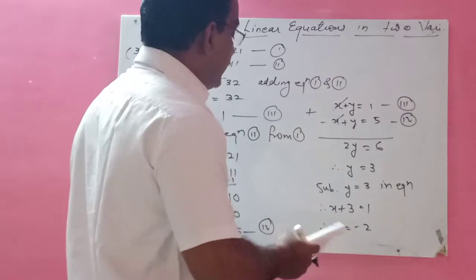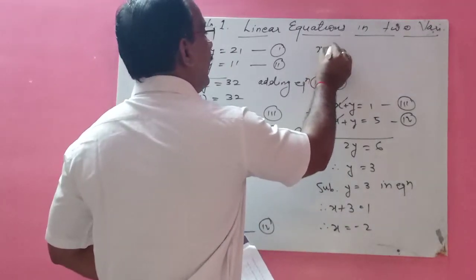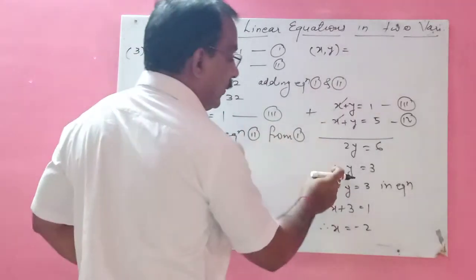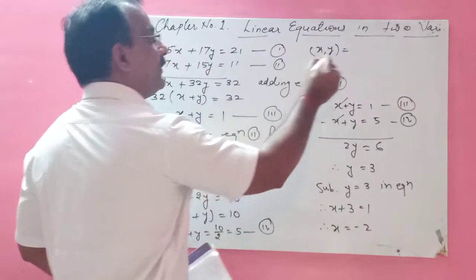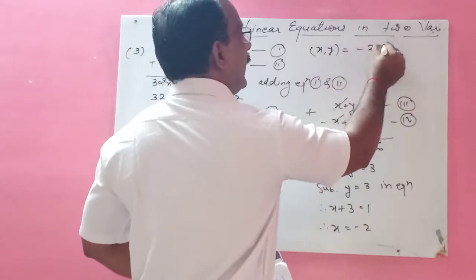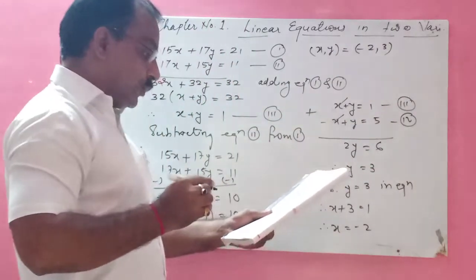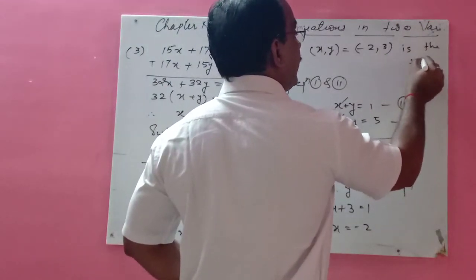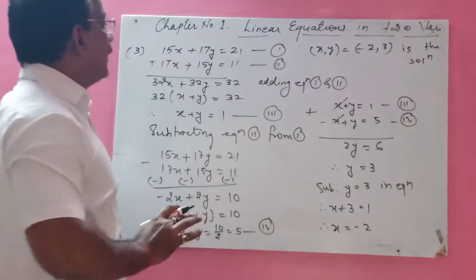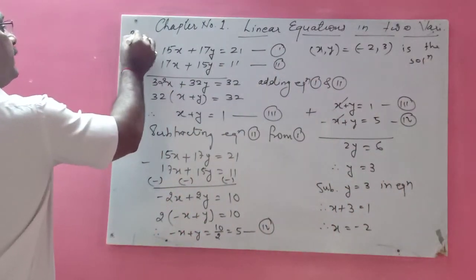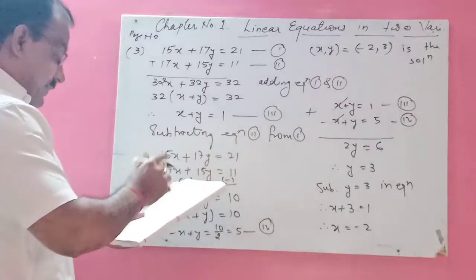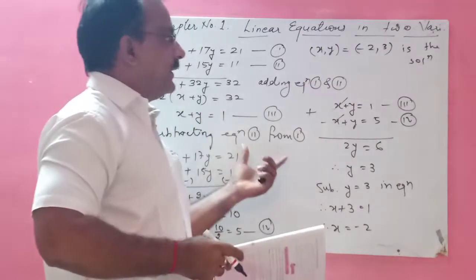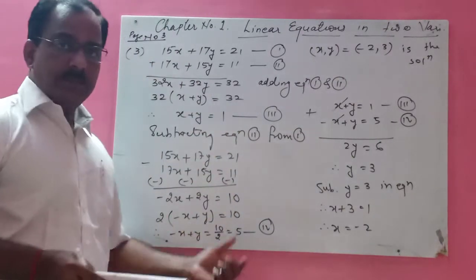Finally, you will write your answer like this: x comma y is equal to. See, first you got here y and then you got x, but while writing answer, first you will write x and then you will write y. So minus 2 comma 3 is the solution. So this sum is there in your exam. They solved the example which is given on page number 3, children. This solved example is there in your SSC board exam. Okay.